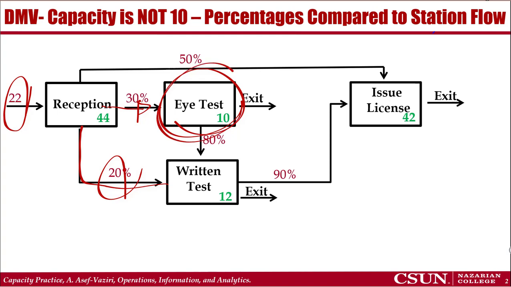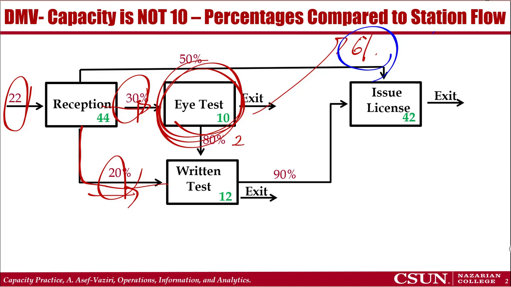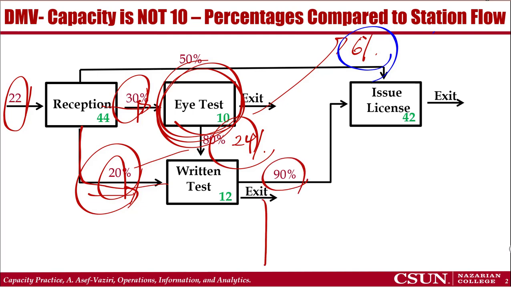Out of those people who go to the eye test, 80% pass the test, and therefore 20% go out. 20% of what? 20% of 30%, which is 6%. 6% go out. Here we have 80% of 30%, which is 24%. They also come in. Therefore, here together we have 44%. Out of that 44%, 90% pass and 10% therefore fail.